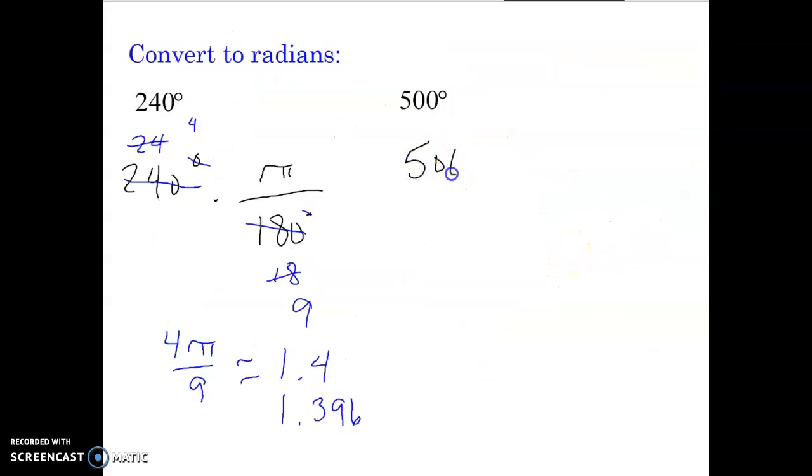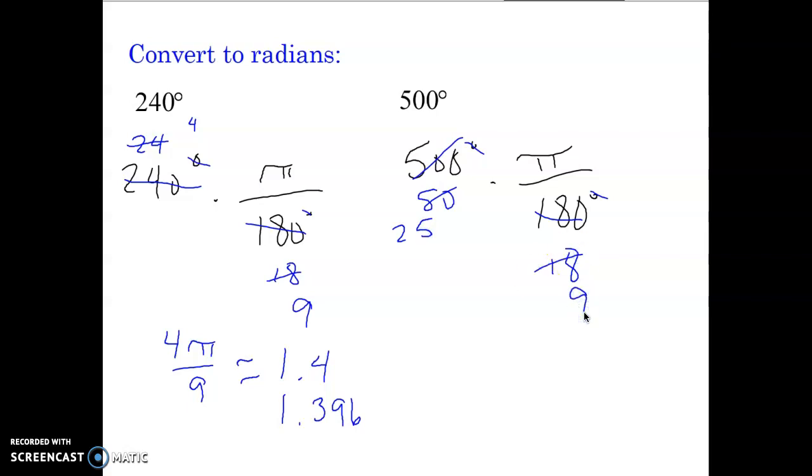So 500 degrees. I'm changing it to radians. I want my degrees to cancel out. So I'm going to put the 180 in the denominator. My degrees are going to cancel. 10 divides into both of those. 2 divides into both of those. And that is as simplified as we can get it. 25 pi over 9. So that's the exact answer.